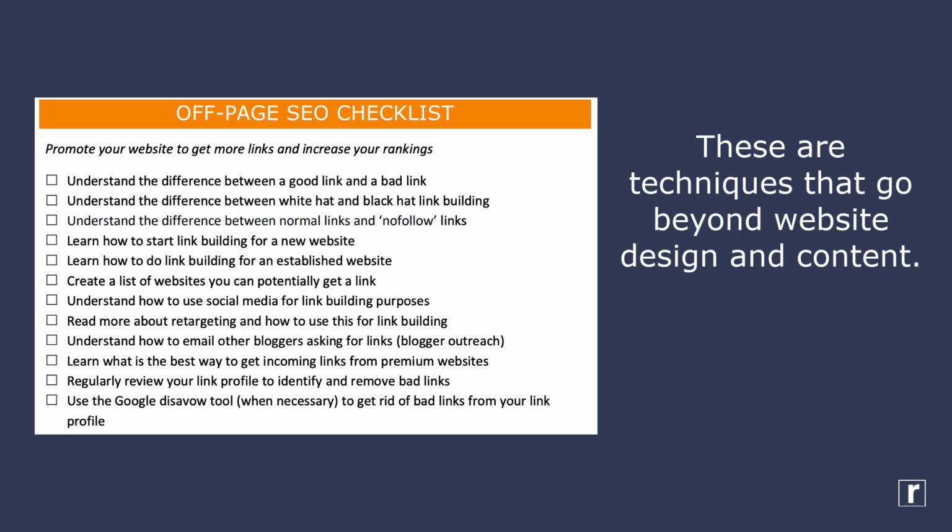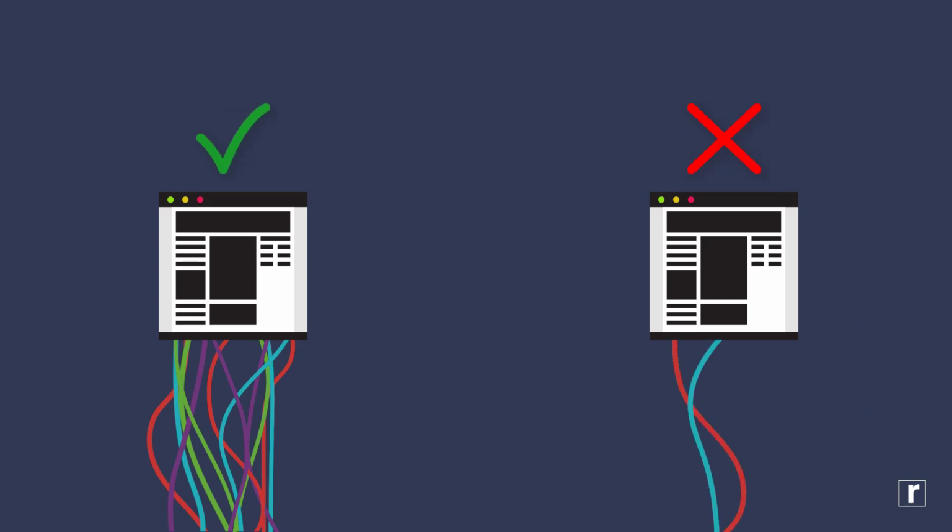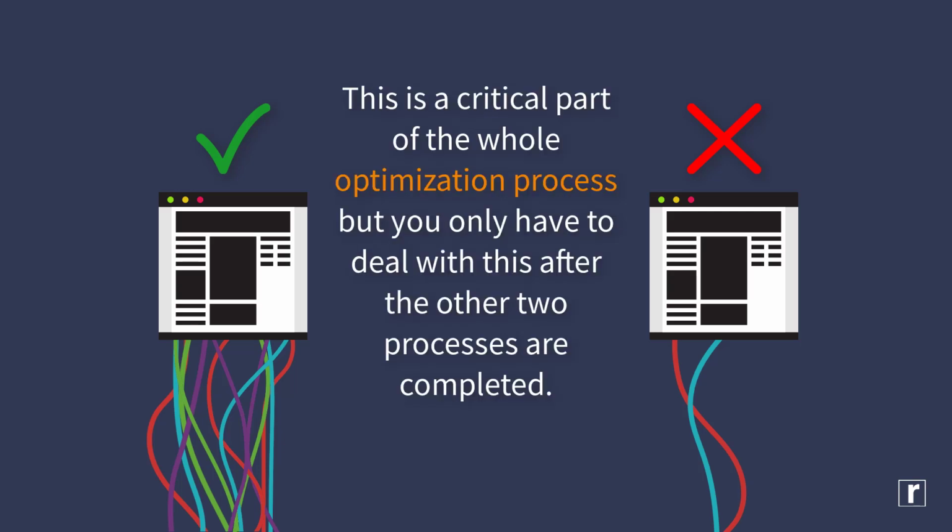Off-page SEO has to do with website promotion methods. These are techniques that go beyond website design and content. It is usually referred to as link building. A page that has backlinks from other websites is considered to be more important than pages with no incoming links. This means it has more chances of getting picked up by the algorithms. This is a critical part of the whole optimization process, but you only have to deal with this after the other two processes are completed.